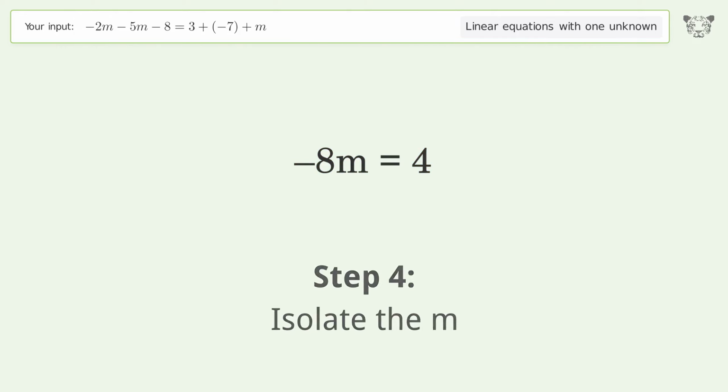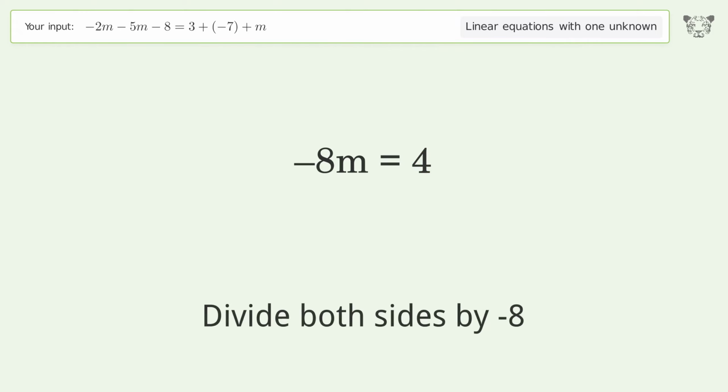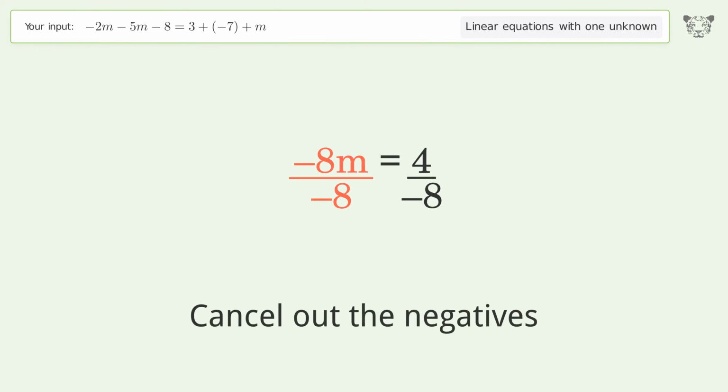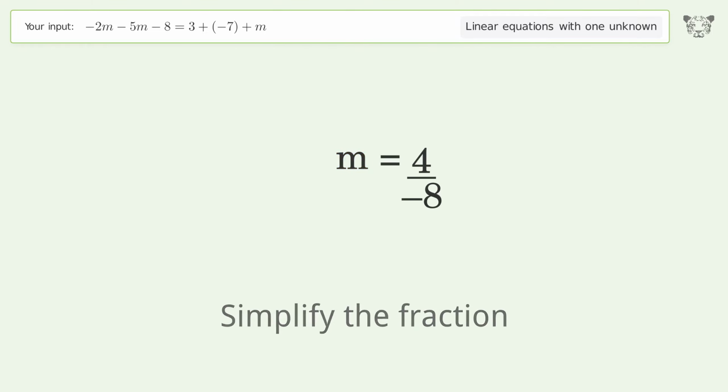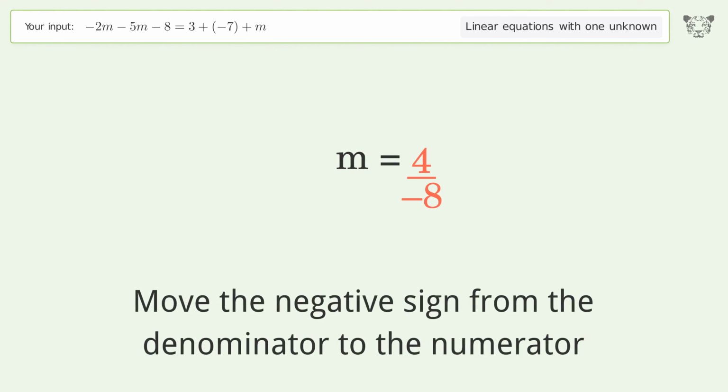Isolate the m. Divide both sides by -8. Cancel out the negatives. Simplify the fraction. Move the negative sign from the denominator to the numerator.